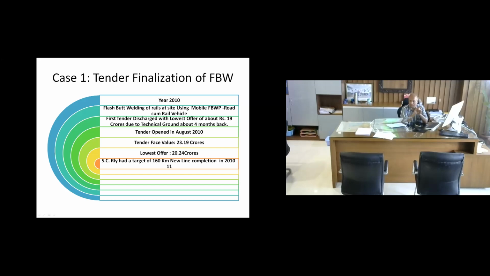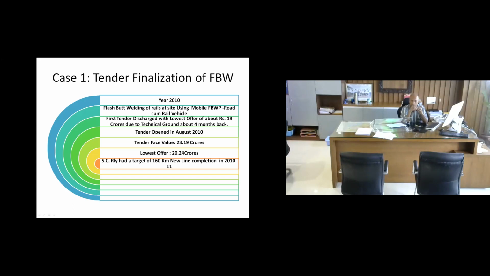So this specific case I am discussing is of 2010, when I was Chief Engineer Construction. I had just joined on promotion. A large number of projects were targeted during the year 10-11, and South Central Railway had a target of about 160 kilometer new line construction, where rails were to be welded using mobile flash butt welding plant, and railway had no contract. It was already the month of August when the tender was opened. The tender face value was 23.19 crore, supposed to be a big tender at that time. I was the junior most chief engineer, but was given this authority by the organization to finalize this tender.